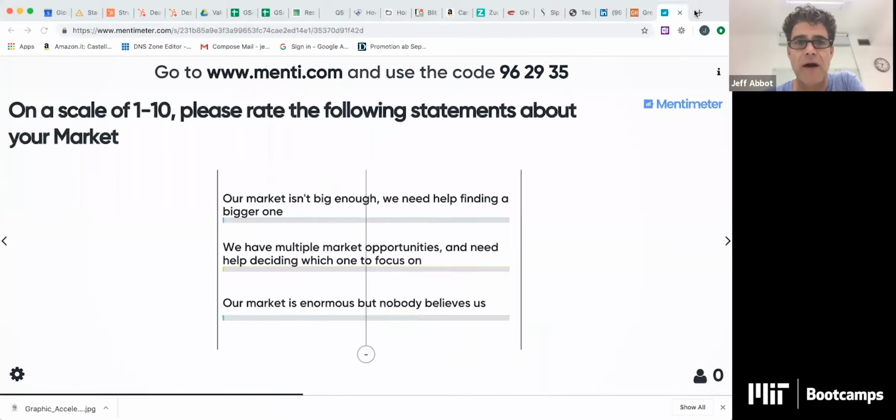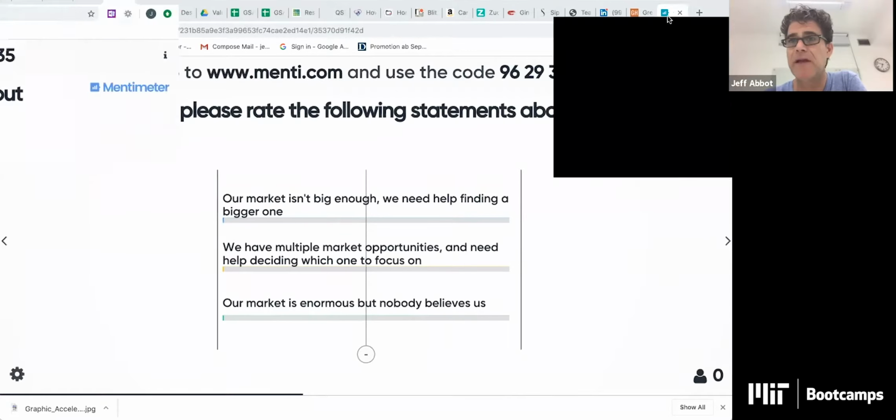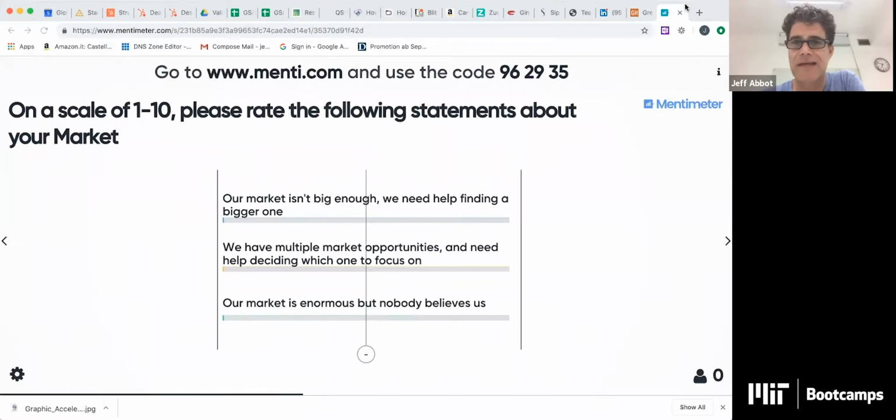So with regard to market size, here's a few statements that I just want you to comment on. Is your market not big enough, in your opinion? You'd like it to be bigger, and you're just trying to think ways to address your product or service to a larger market? Or maybe it's the case that you have identified multiple market opportunities and you're dabbling in several of them, and your ability to scale depends on deciding which one to double down on and really focus on.